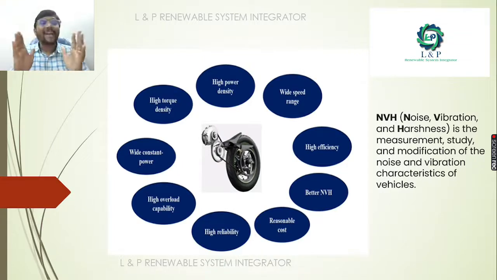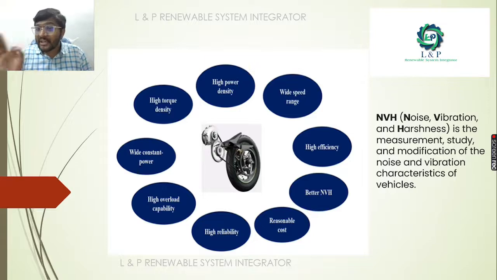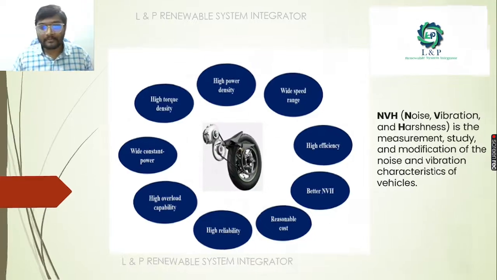When you plan for an electric vehicle, all these things you need to take into consideration. First, you should have high power density, high torque density, a wide speed range, and higher efficiency. You should have better NVH, that is noise, vibration and harshness measurement, so that characteristic should be better. You should have a reasonable cost, high reliability, high overall capability and a wide constant power range.